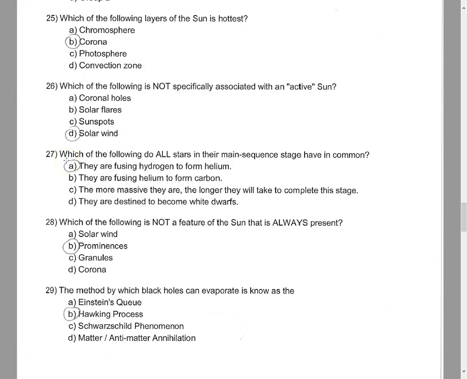Question 27, which of the following do all stars in the main sequence stage have in common? The only answer that's true about main sequence stars is A, that they are fusing hydrogen to form helium. Question 28, which of the following is not a feature of the sun that is always present? Solar wind is always present, granules are always present, the corona is always present. Those prominences will come and go with the activity of the sun.